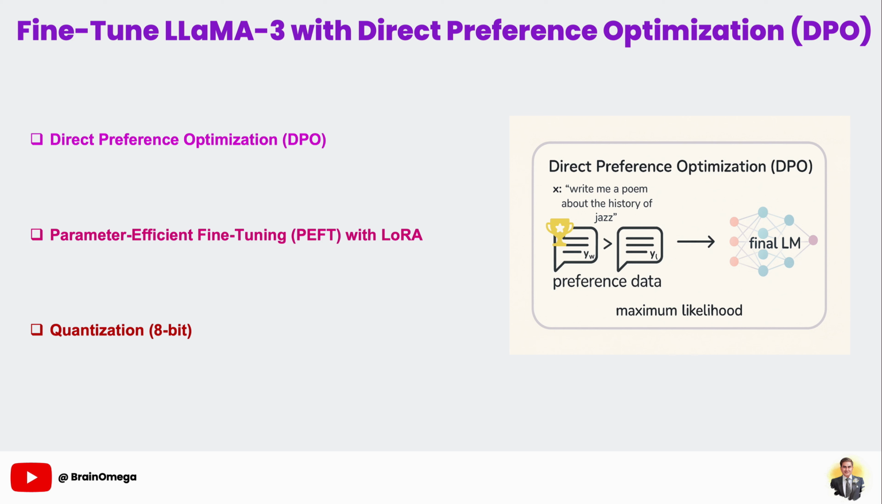Third, quantization. Even just loading a model like Llama 3 8B can take over 16 gigabytes of VRAM. To solve this, we use quantization. We load the model's weights using 8-bit integers instead of the standard 32-bit or 16-bit floating point numbers. This can cut the memory needed to load the model by 50 to 75%, making it feasible to run on more accessible hardware.